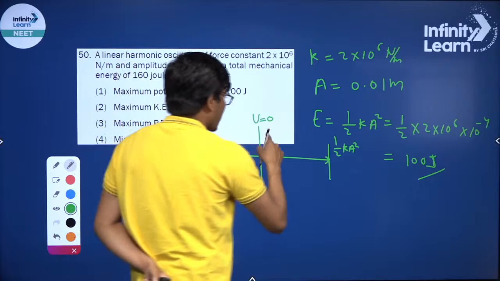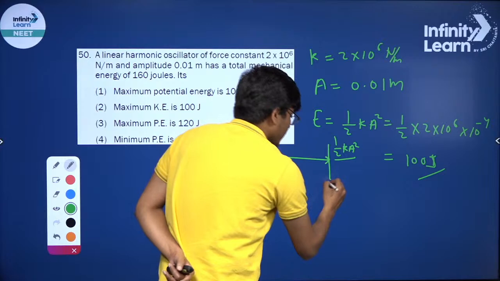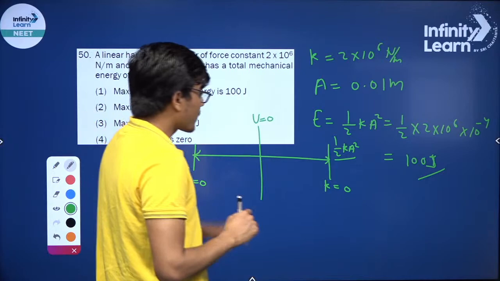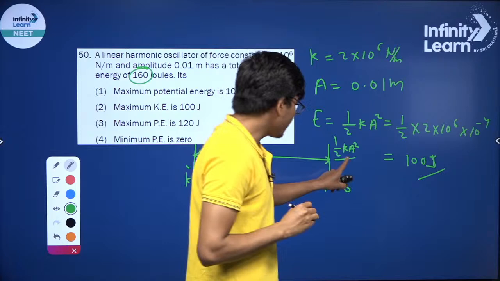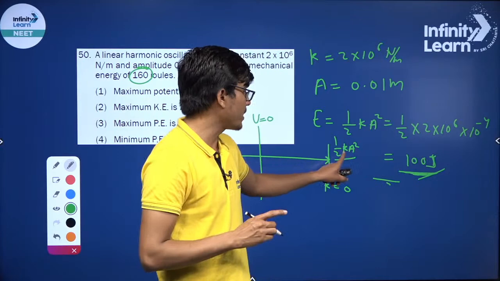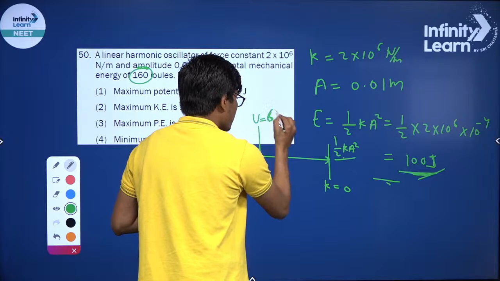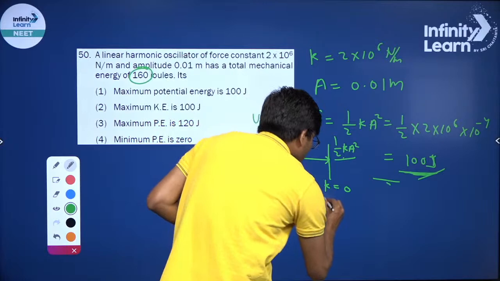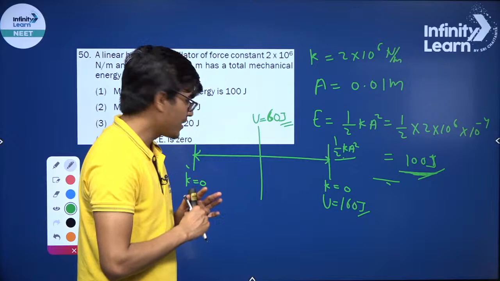Actually, the potential energy here is half k a square, right? And kinetic energy here is zero. At extreme position, kinetic energy is zero. So the total energy given in the question is 160 joule, but half k a square gives only 100 joule. So it means 60 joule is the reference potential energy at this point, right? So if you calculate the potential energy here, it will be 160 joule. Why? Kinetic energy is zero, so the whole energy is in potential energy, right?